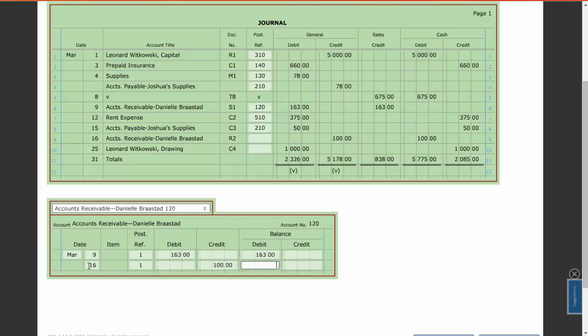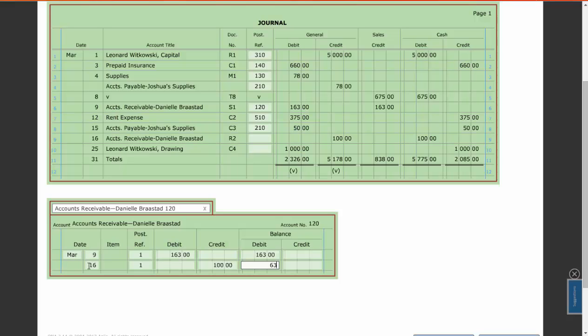But hold your horses. I don't just put a credit here of 100. Abby, what do I need to do? So what is my balance going to be? That's awesome. I had a debit balance of 163 and I just credited 100. The difference is 63 as a debit. So what does that tell us? If Danielle calls us in and wants to know how much she owes us, we can tell her $63.